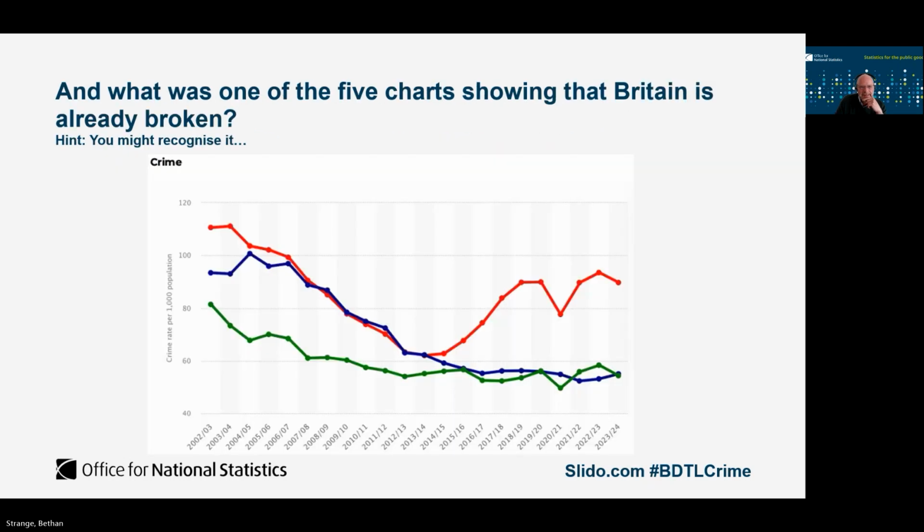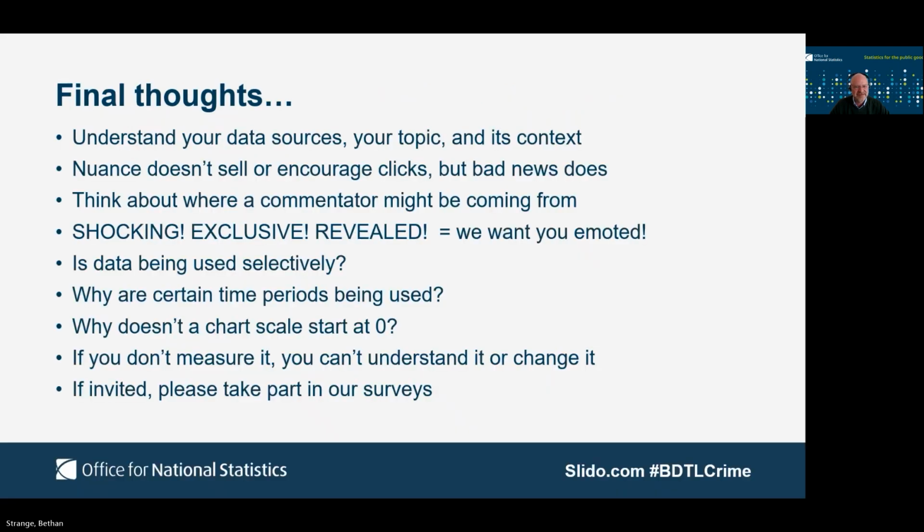Beth. This was that headline chart that shows that Britain's already broken. Now, you should recognise this chart. The chart that was being used in this article to claim that Britain was broken and that crime was out of control was showing one trend line that I don't think should be used as a trend line, which is England and Wales police recorded crime. It also cut the axis off at 40 to make things look a bit worse than it was. So it's an example of how things could be misrepresented. Next, and definitely I think final slide.